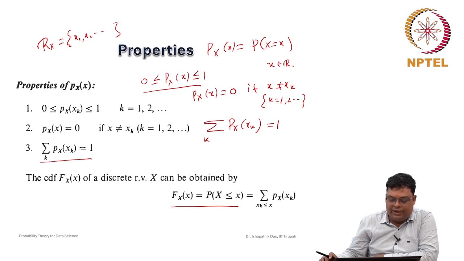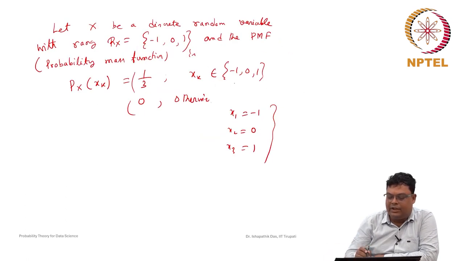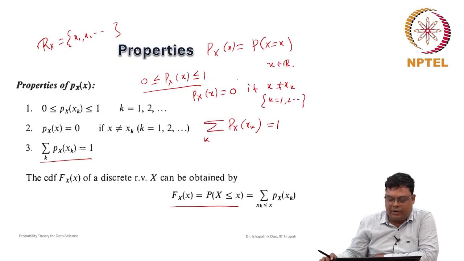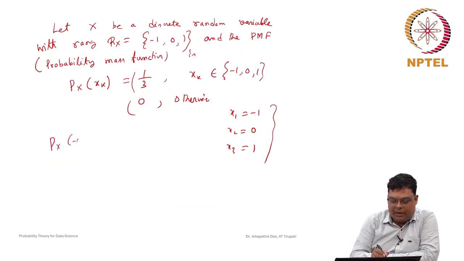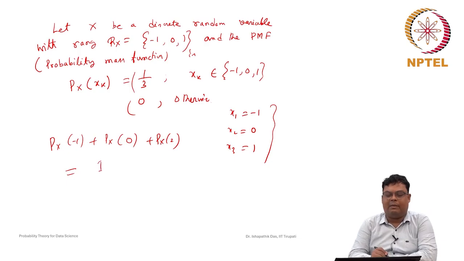So, it is 0 unless it is in one of the values x1, x2, xk. And if you take this sum, so what is this sum? px of minus 1 plus px of 0 plus px of 2. So, this will be 1 by 3 plus 1 by 3 plus 1 by 3, which is equal to 1. So, this is a probability mass function.